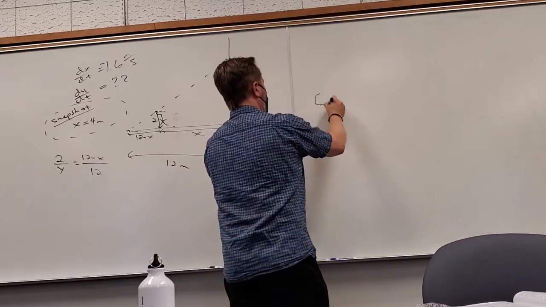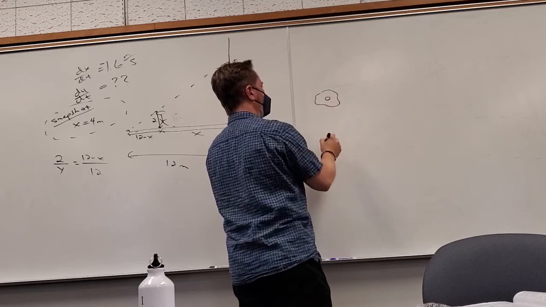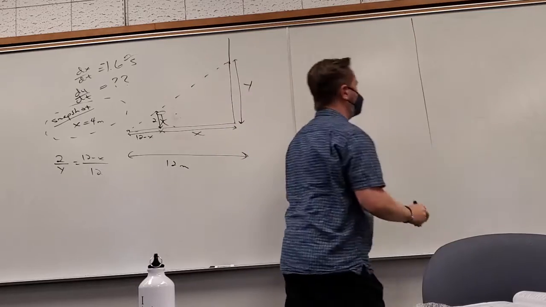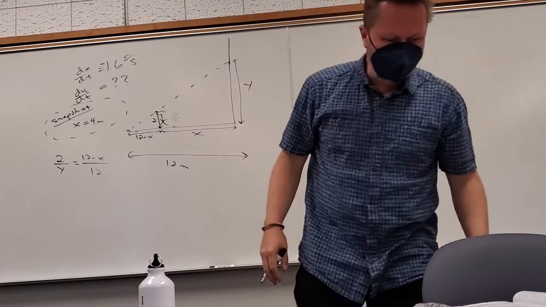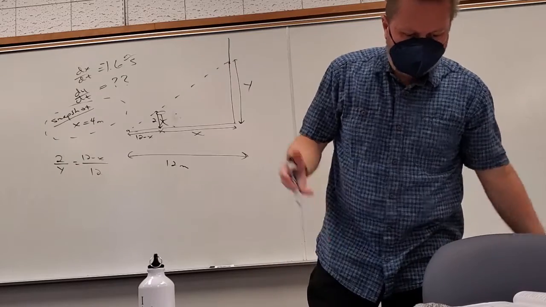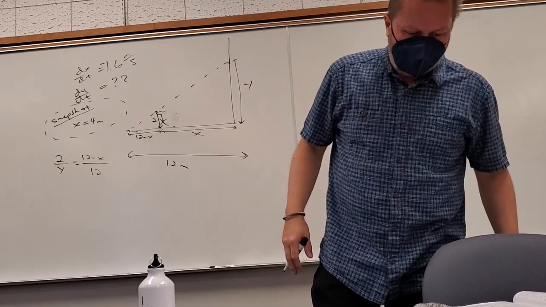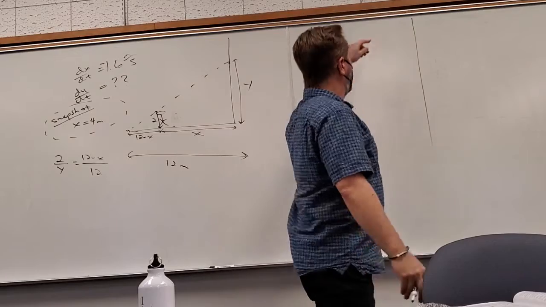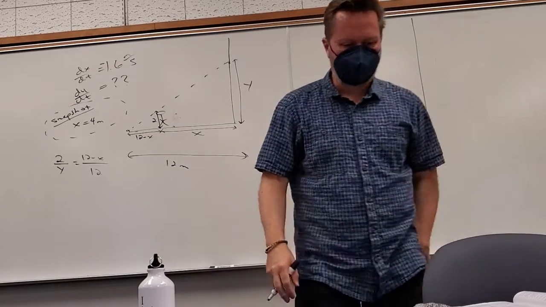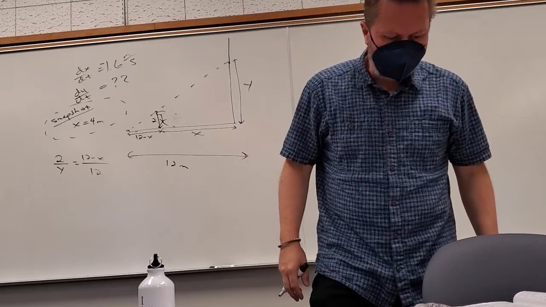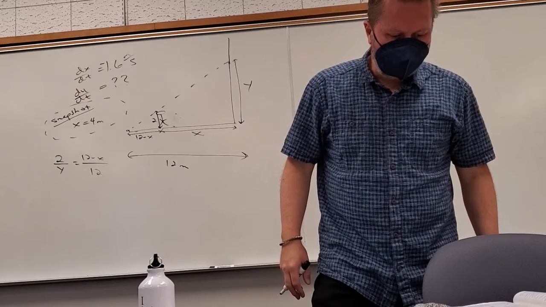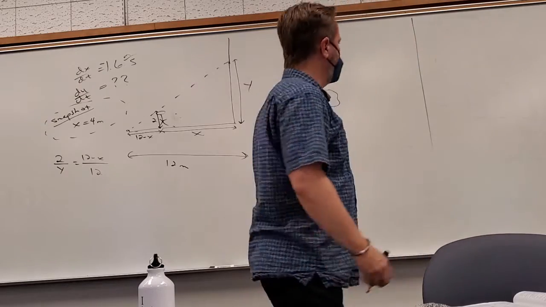So here's my little island. Here's my little lighthouse. Here's the coast. We're going to pretend it's just straight. It says straight shoreline. This is one of those places where they just man-made the beach here, right? It's 3 kilometers away from the nearest point P.